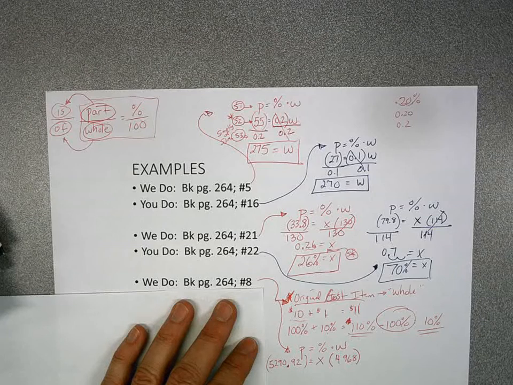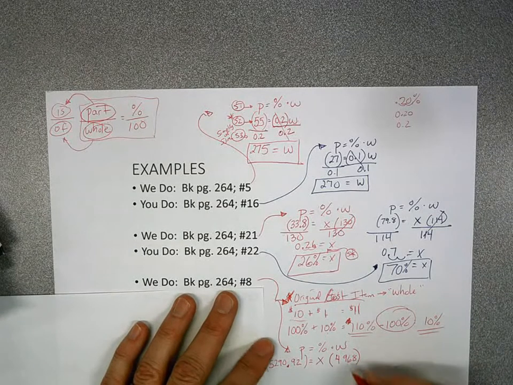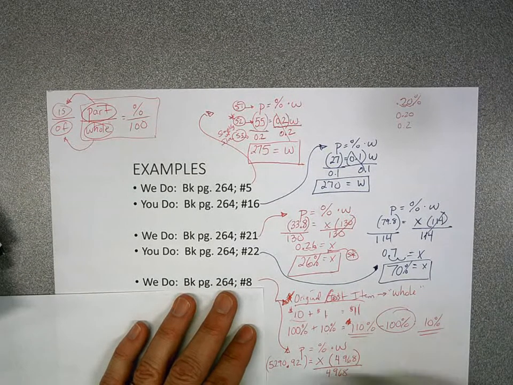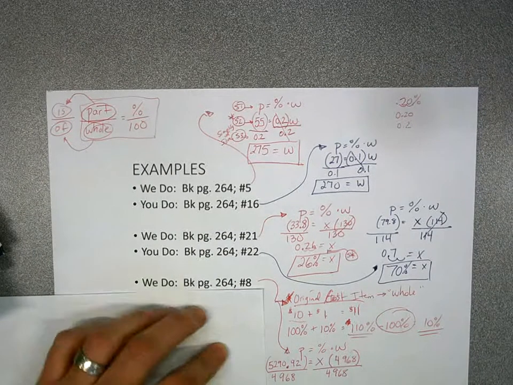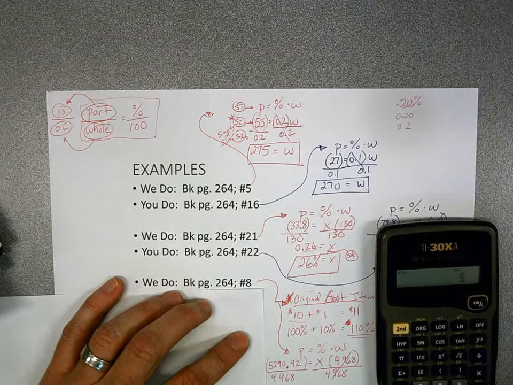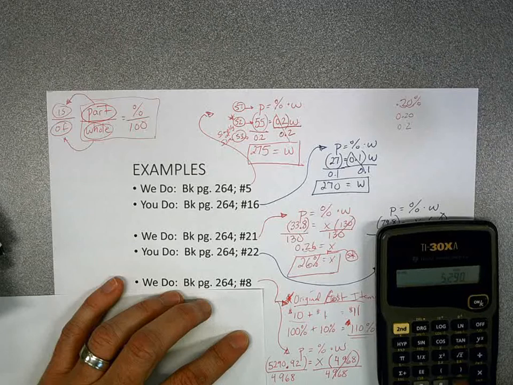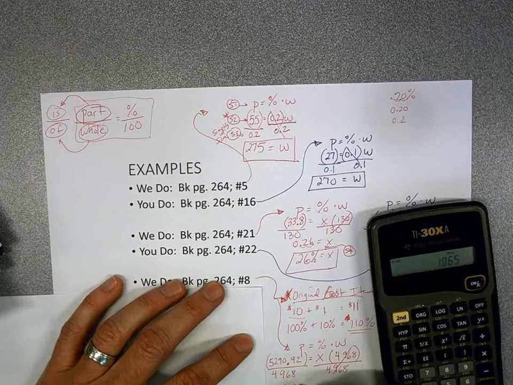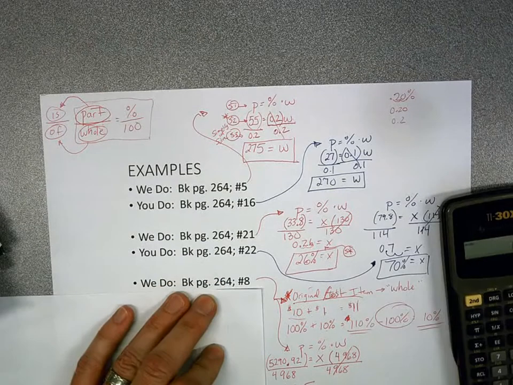So what we've done is step 1, step 2. Now comes step 3. This is being multiplied with X, so we divide by 4,968 on both sides. When this cancels, I get X equals whatever this is. So 5,290 and 92 cents divided by 4,968 equals 1.065.